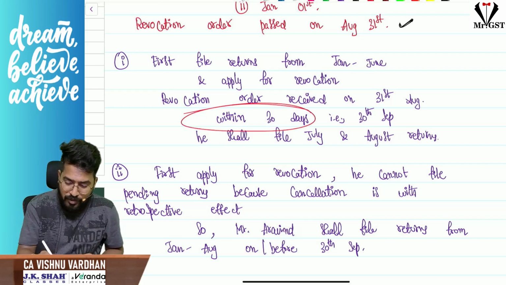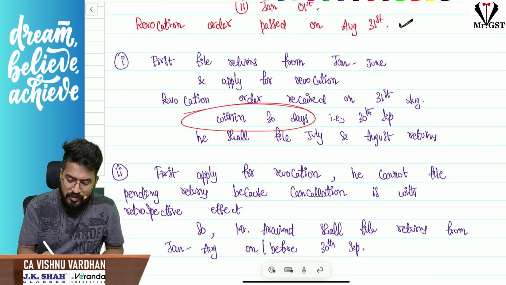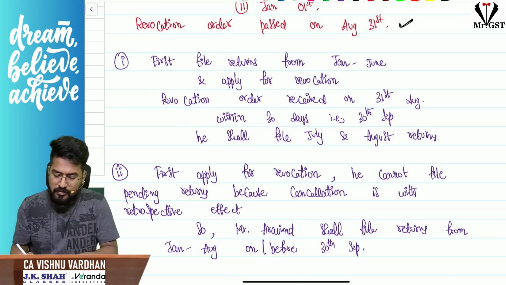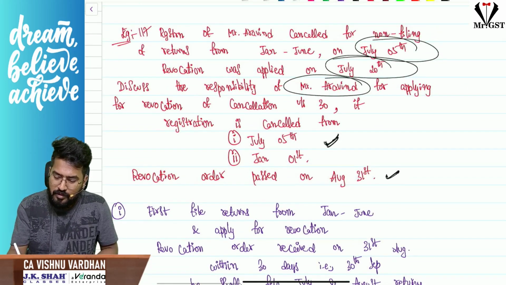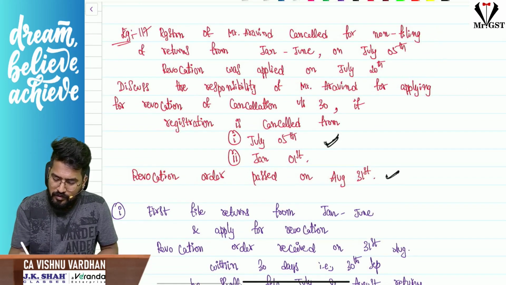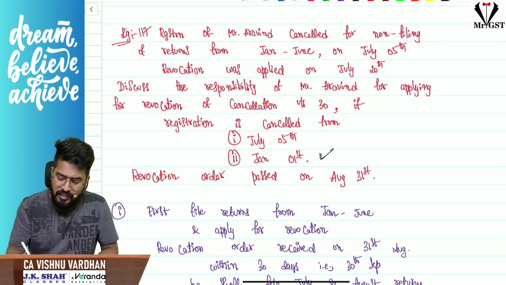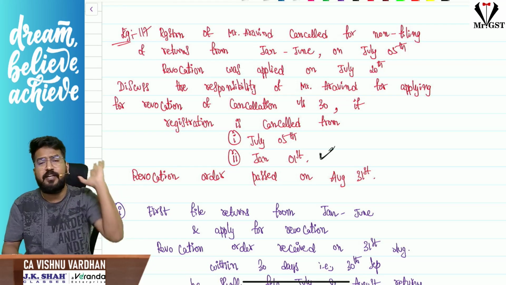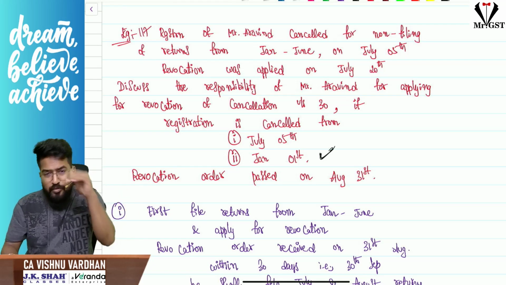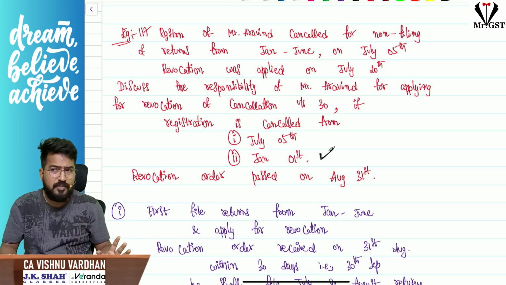Okay, that is the point. Sir, actually the point is, what if they have cancelled my registration with retrospective effect from January 1st? That means now even one single return I cannot file, sir. What should I do now? Now you first go and ask for revocation. First go and ask for revocation.